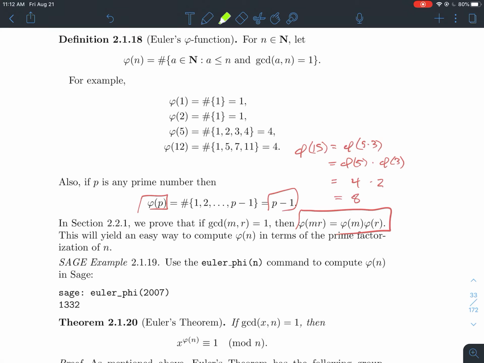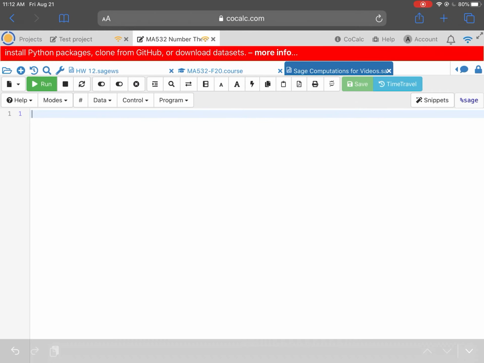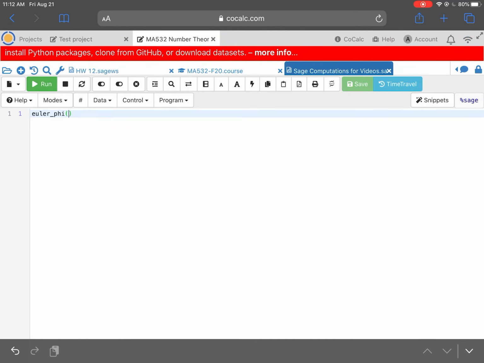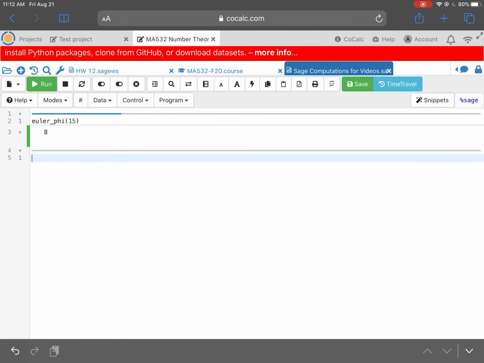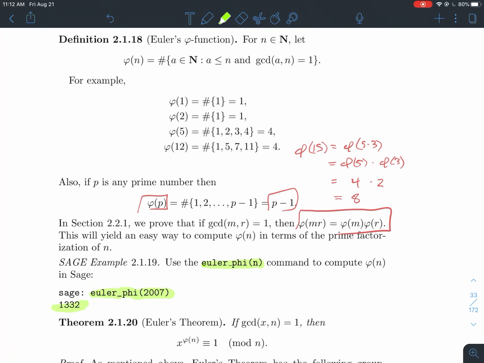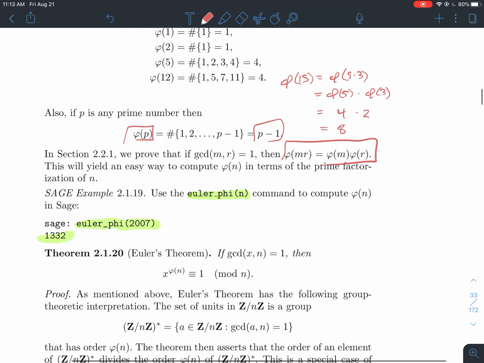So just to check that, Sage has Euler's phi function built into it, and they do an example. Euler phi of 2007 is 1,332. So what you should read that as is there are 1,332 natural numbers that are less than or equal to 2007 and are relatively prime to 2007. And just so that you believe me with my computation of phi of 15, if I say Euler phi of 15, I'm supposed to get 8, according to what I did by hand. And Sage agrees with me, so that makes me feel good about life. So now what we'll do is we will present, again, the main result of this section.